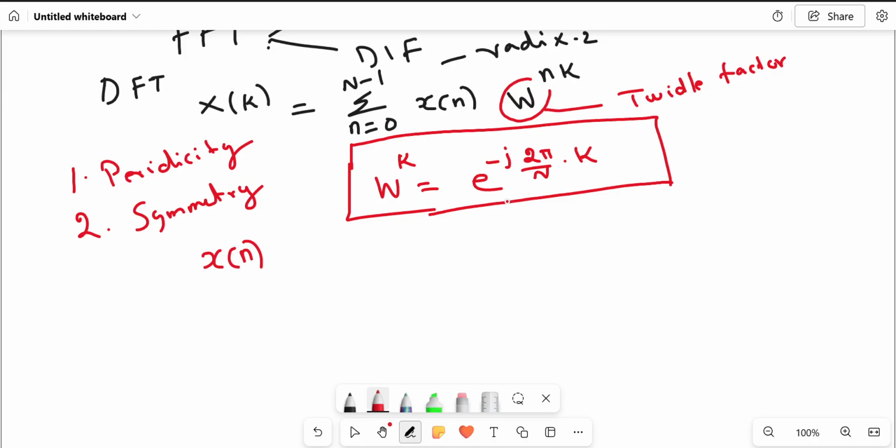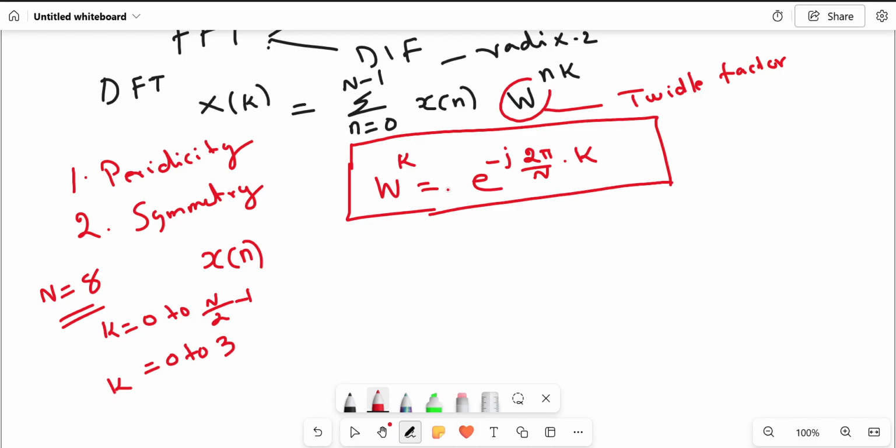Okay, for example, N is equal to 8, an 8-point DFT. So the k value varies from 0 to N by 2 minus 1, which is equal to 0 to 8 by 2, 4 minus 1, 3, so 0 to 3.